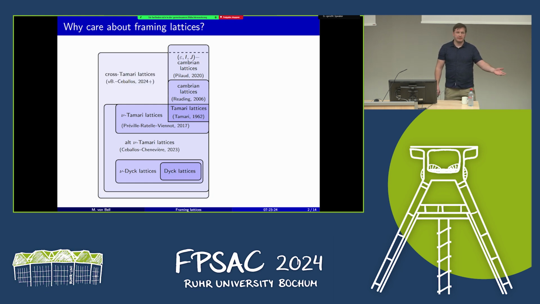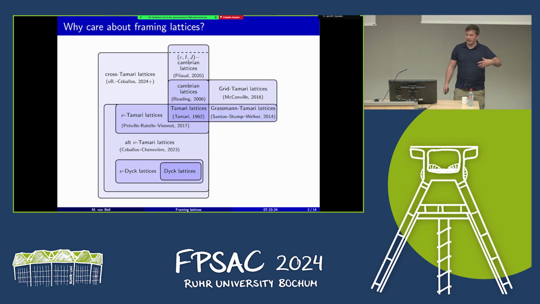And so as part of the extended abstract that we submitted, we also gave a different combinatorial model for getting all of these lattices that we called cross-Tamari lattices, with the exception of some boundary cases in the epsilon-ij Cambrian lattices. But I won't really focus on those today. Instead, I'll keep telling you about different generalizations of Tamari lattices, so you can also generalize to Grassmann Tamari lattices, which was done by Santos, Stump, and Welker. And these extend further to grid Tamari lattices, which also include the type A Cambrian lattices.